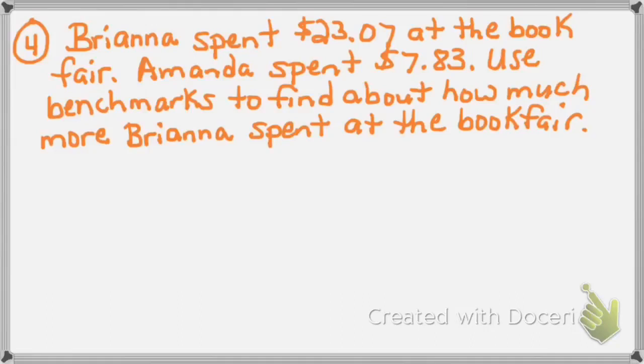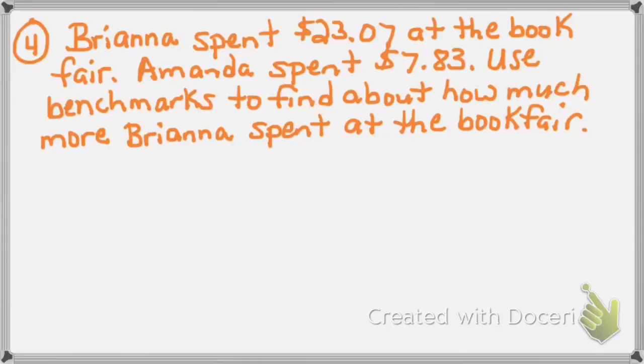And our last example for this lesson is example number 4. Brianna spent $23.07 at the book fair. Amanda spent $7.83. Use benchmarks to find out about how much more Brianna spent at the book fair. So again, remember that money has decimals, so it works the same way that the decimals do.